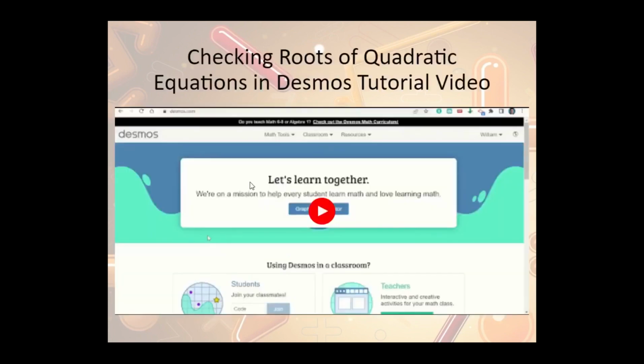There's a video here now that you can watch that shows you how to check your roots for quadratic equations using Desmos. So go ahead and watch that video.